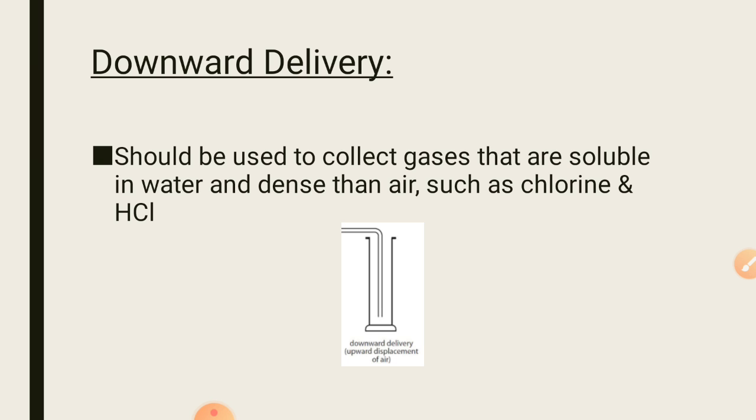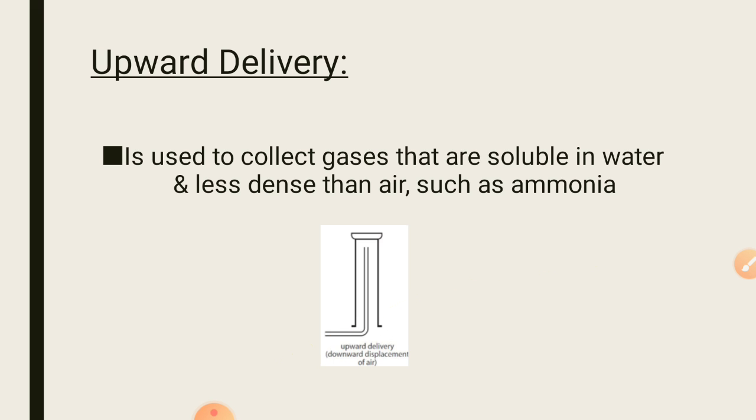So let's continue. Downward delivery should be used to collect gases that are soluble in water and denser than air, such as chlorine and HCl. The last one is upward delivery. You can see that the gas will come in this delivery tube and will be released in this jar. Upward delivery is used to collect gases that are soluble in water and less dense than air, such as ammonia.